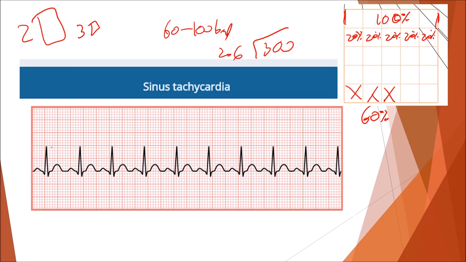300 divided by 2.6 is 115.3 beats per minute, which is the same thing that we got for the 1500. So a little bit more confusing, but really not that hard if you understand that one big square equals 100%, each little square is 20%. So however many you fill up is that percentage. So if we only had one square, it'd be 20%, 2 would be 40%, 3 would be 60%, 4 would be 80%, and then obviously all five would be 100%, which you would just count as a big box. Hopefully that makes sense. If it doesn't, just go back and rewatch it.